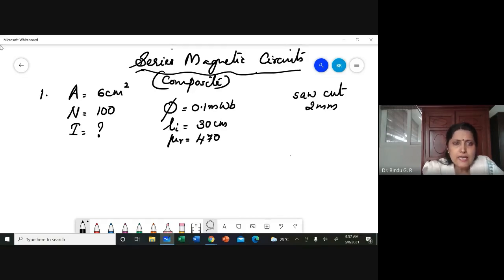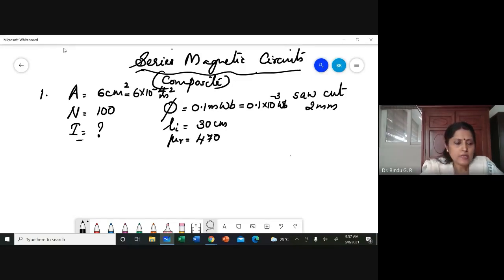So, area of cross section capital A is given as 6 centimeters squared. I want to convert it into meters, so 6 into 10 raised to minus 4 meters squared. The number of turns is given as 100. You are asked to find the magnetizing current, I. Flux is given as 0.1 milliweber, which I write in weber as 0.1 into 10 raised to minus 3 weber, since milli means minus 3.